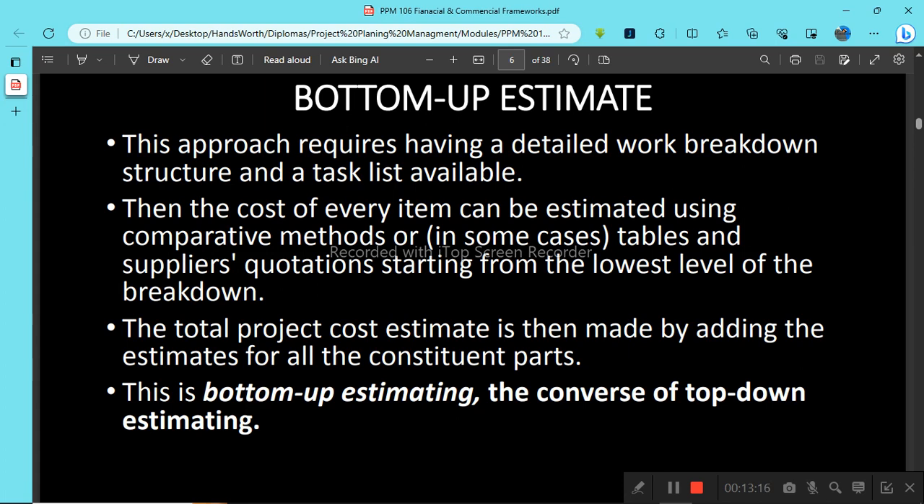Why? Because it just looks at the project on completion. It tries to find the aggregate or the total cost, and makes estimates from that point.